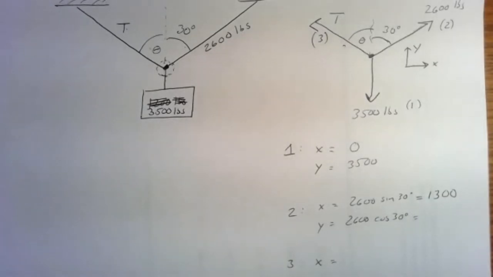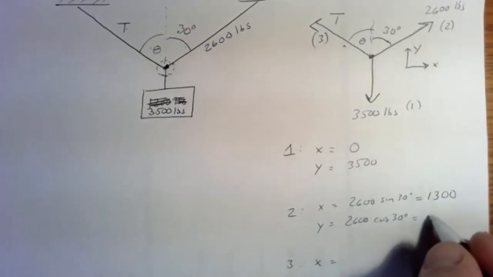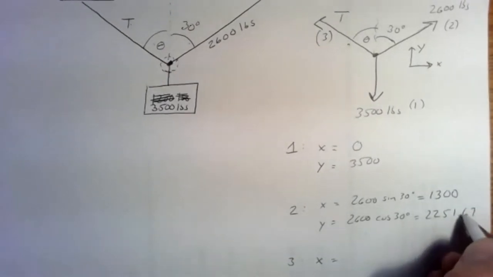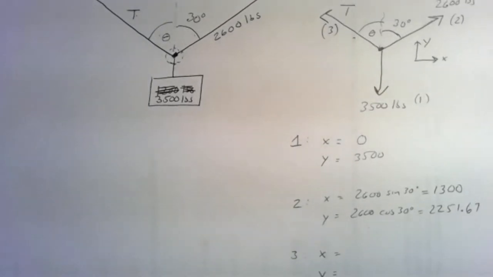So I always find a good general practice, so I don't have to think about it too much, is to always keep 2 more sig figs than what you want in the end. So I want 4, so I'm going to keep 6. So I'll have 2251.67 for my y component.